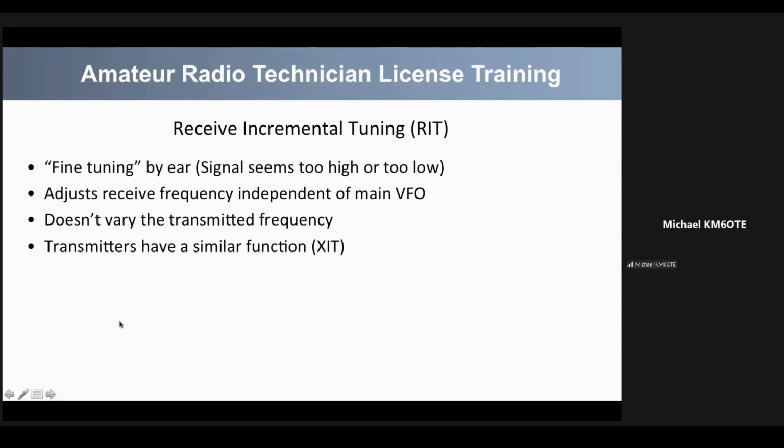RIT, or receive incremental tuning. This is kind of down in the weeds of using your signal, especially with SSB, single sideband.